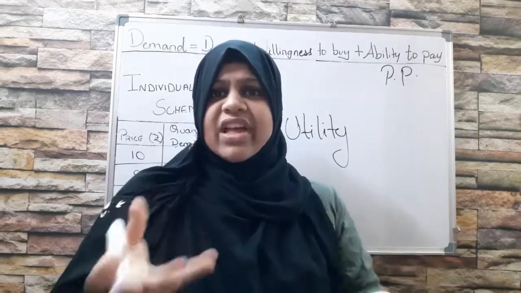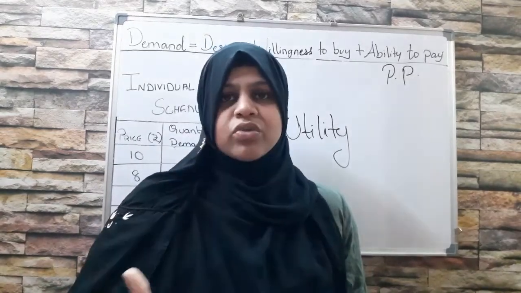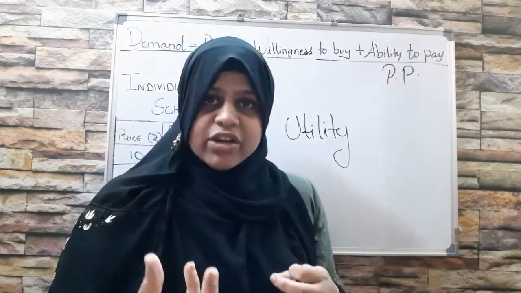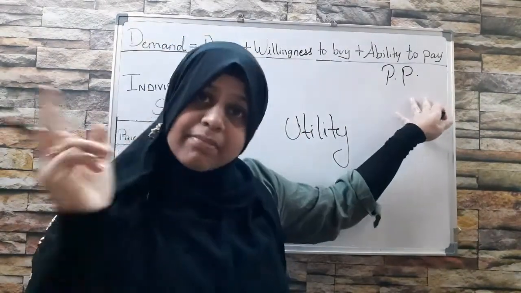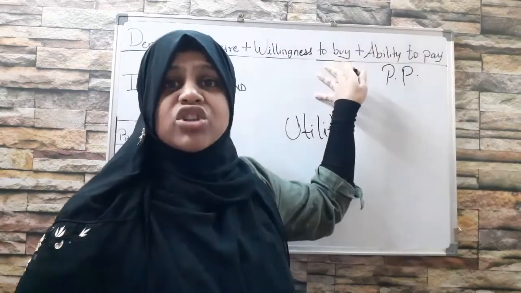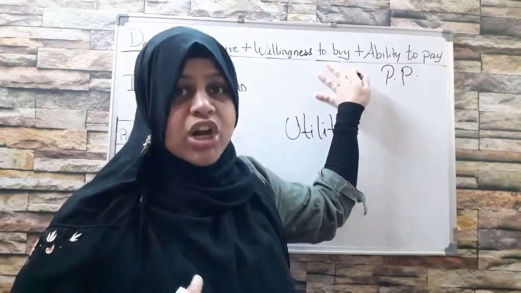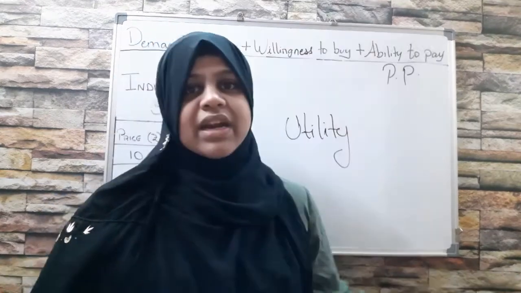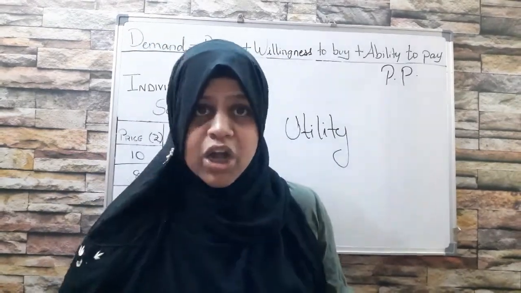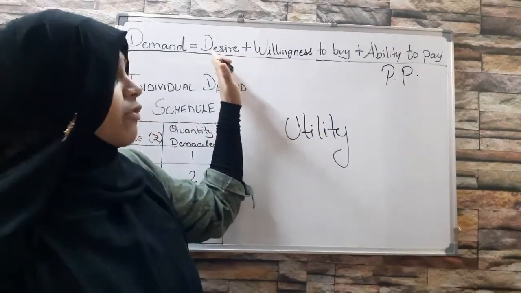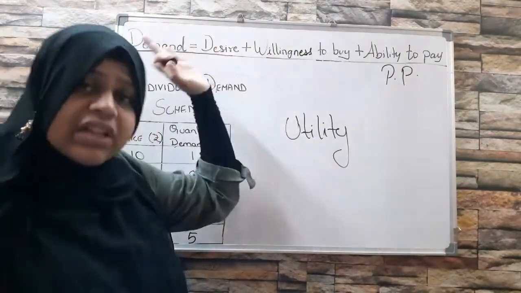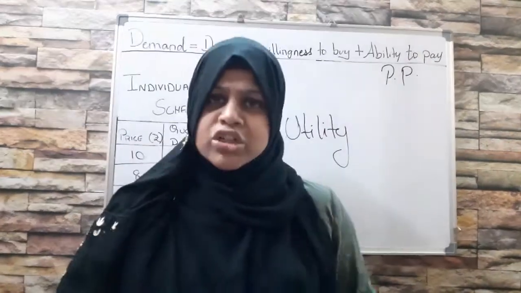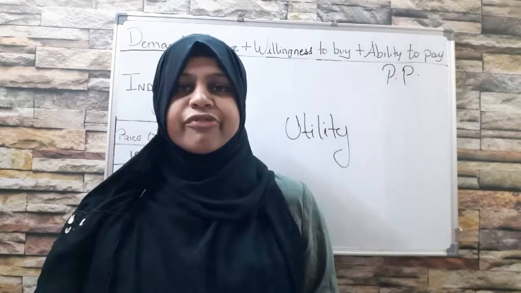For example, if there is a miser, someone who is a real miser, and he has the desire to buy a car, even if he has the money to buy it, but he does not wish to spend, if he is not willing to spend that money, then his desire will just remain a desire. It will not become a demand. So for a desire to become a demand, you need the desire plus your ability and your willingness to pay. This is the simple formula for demand.